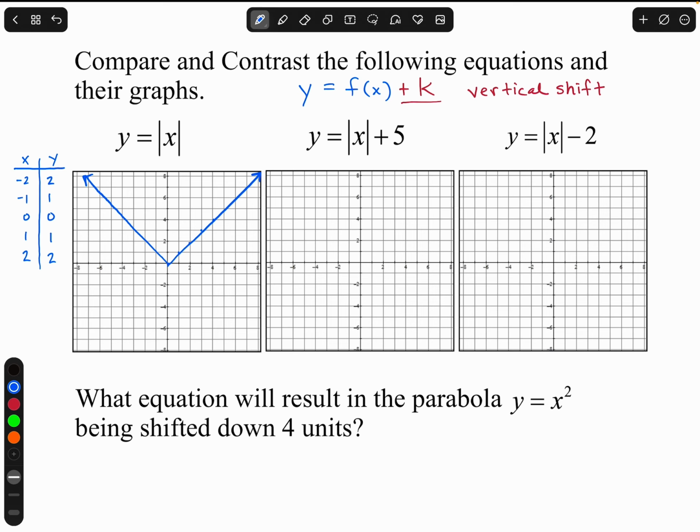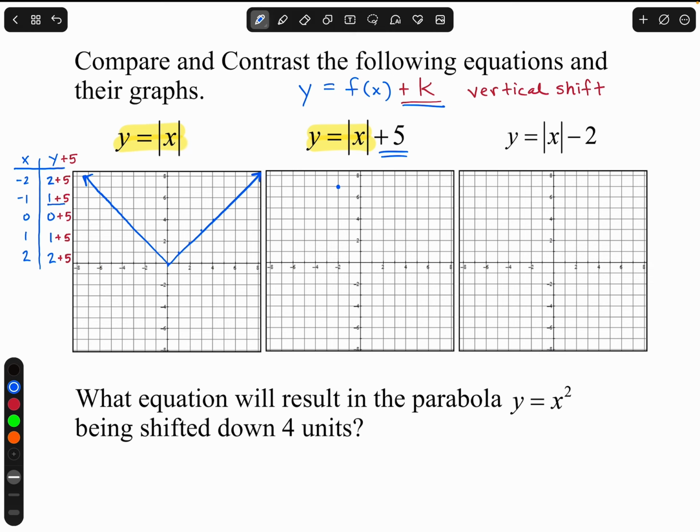Now, when we take y equals the absolute value of x and we add 5 to it, that's like our k value. What ends up happening is we're going to take all those y values and increase them by 5. That means all the outputs in our function would increase by 5, which essentially shifts our graph up 5 units. So we'd have a point at -2, 7 instead of -2, 2. We go up 5 units to -2, 7.